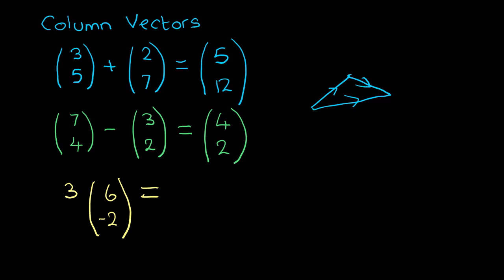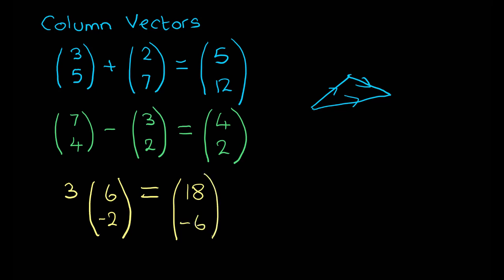Third example here is an example of when we're going to scale up a vector. So this should remind you of algebra and brackets, and you're going to treat it exactly the same way. Namely, that 3 is going to multiply what's inside the brackets. So we'll have 3 6s, which is 18, and 3 minus 2s, which is minus 6.